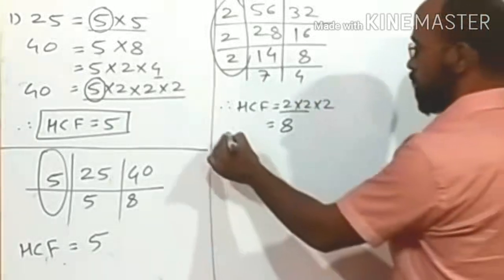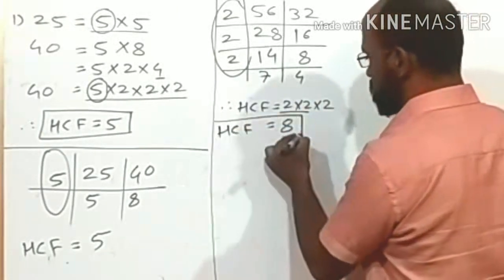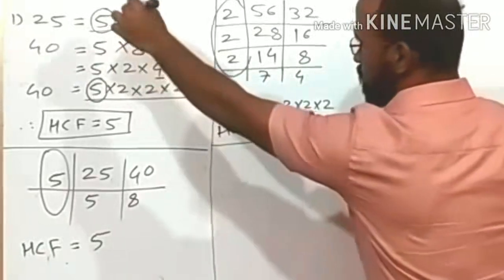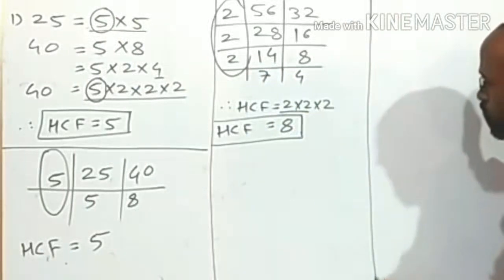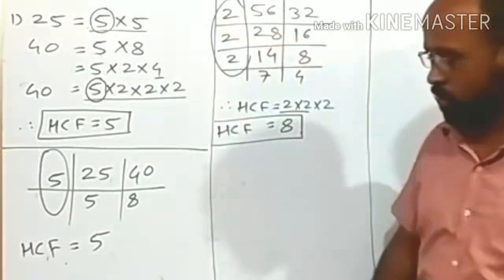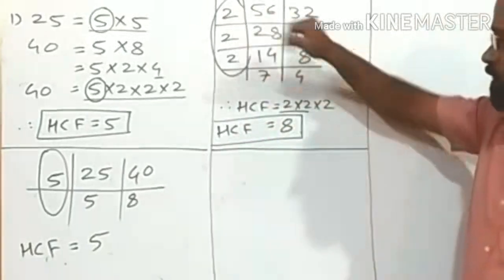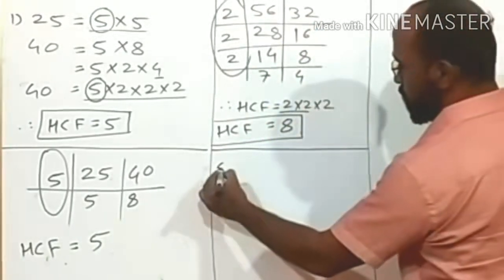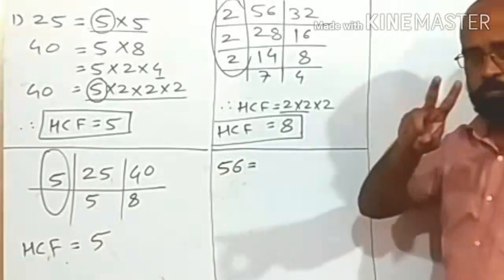Okay friends, let me explain how we will find this answer by the horizontal method. Suppose a student wants to solve the same question by the horizontal method. How will he write it? First of all, he has to factorize the given number 56 into its prime factors. So 56 is divisible by 2.